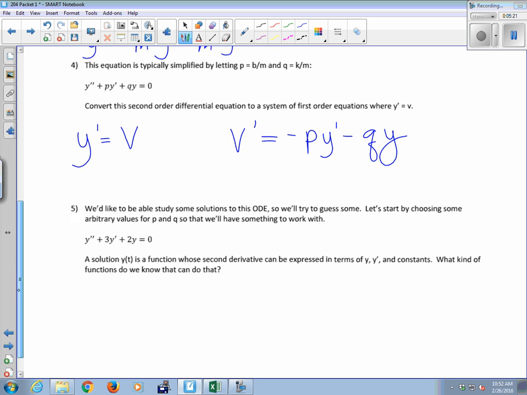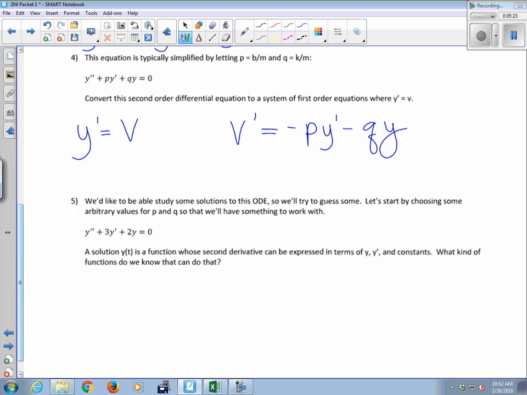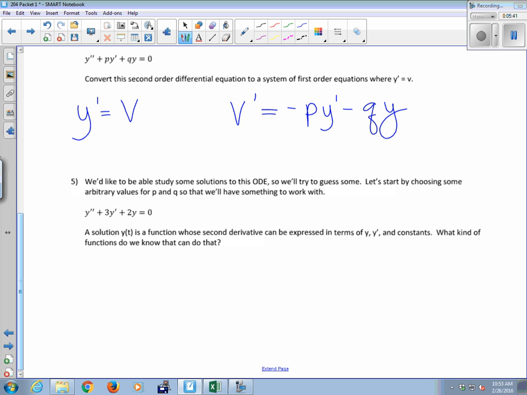All right, so what I'd like to be able to do is study some solutions to this differential equation, the damped harmonic oscillator. I'm going to try to just guess some solutions, and we're going to start by choosing some values for p and for q, just to give us something concrete to start with. I picked p to be 3 and q to be 2. So I have y double prime plus 3y prime plus 2y equals 0, and I want to solve it.